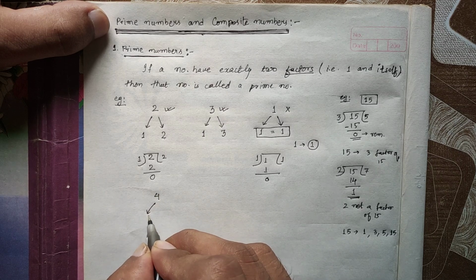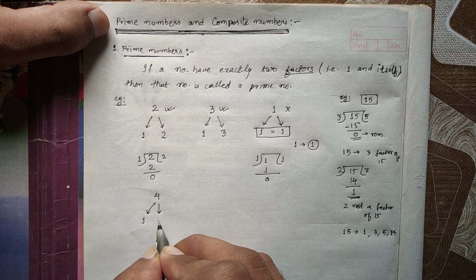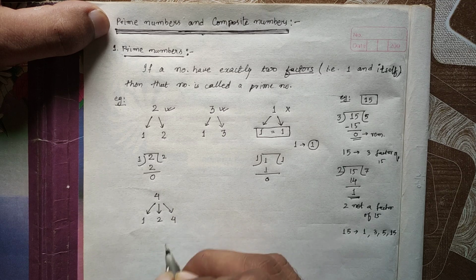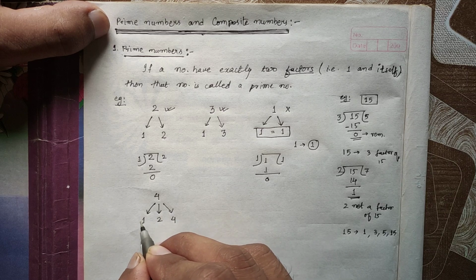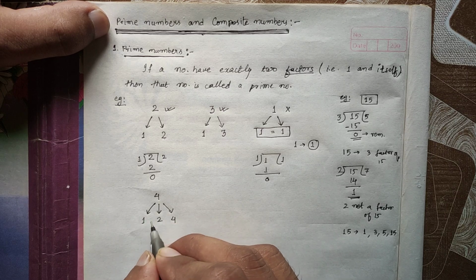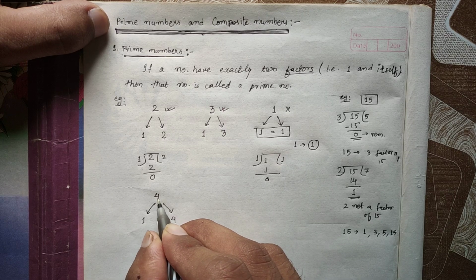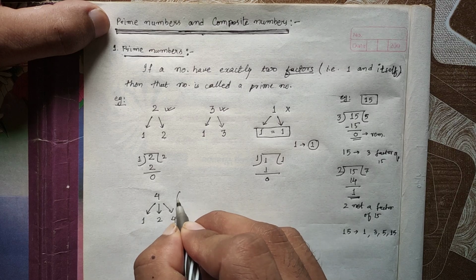Okay, 4 is exactly divisible by 1. 4 is exactly divisible by 2. 4 is exactly divisible by 4 itself. So it has more than 2 factors. So it is not a prime number, but what do we call it? It is a composite number.